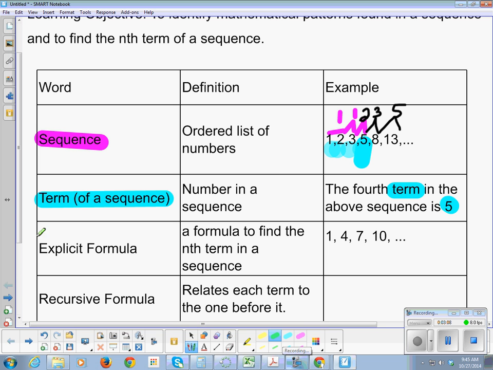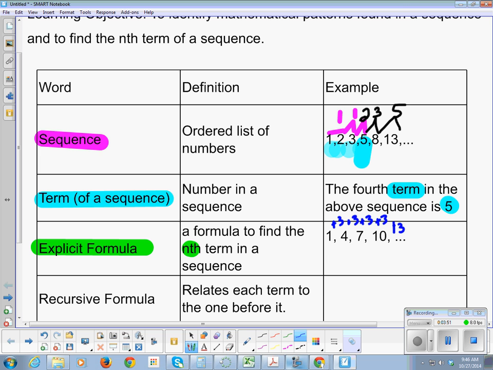Now this is where we get awesome. The explicit formula is a formula to find the nth term. So any term in a sequence. So what I've done here is I've given you guys a sequence: 1, 4, 7, 10. What is the pattern for 1, 4, 7, 10? So what would our next number be? 13. And how did you guys tell? So each time we're adding 3.